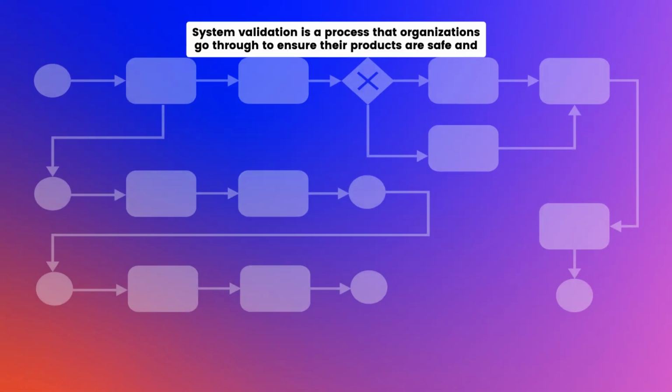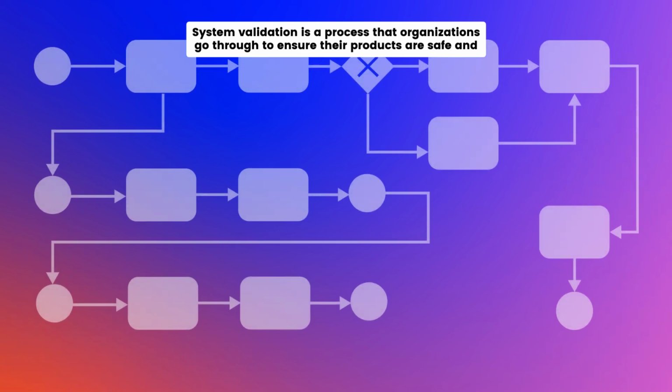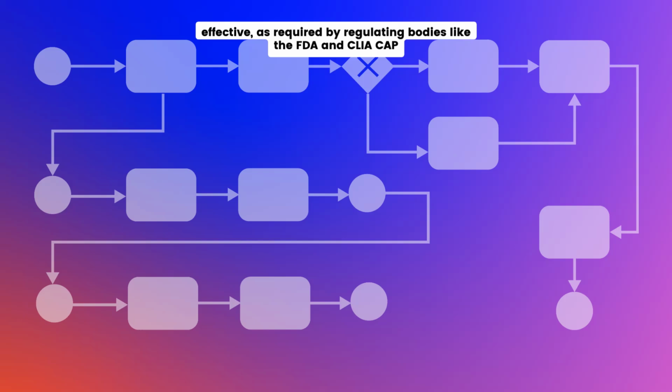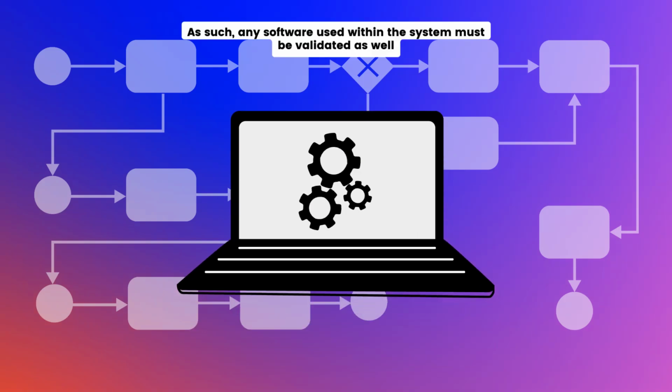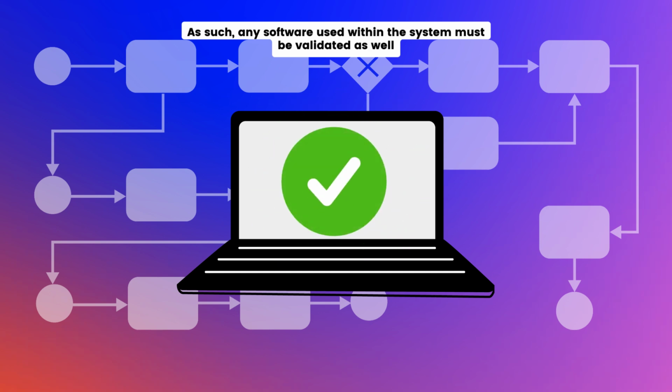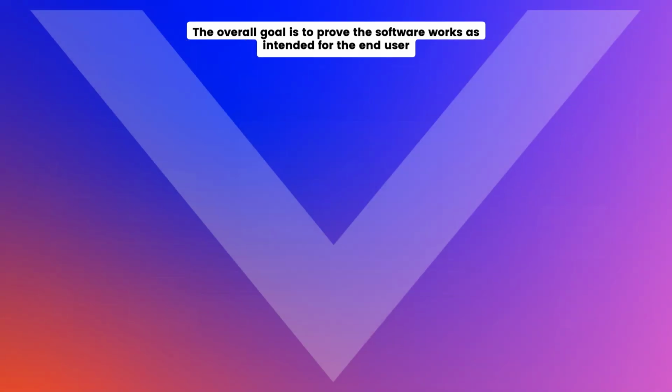System validation is a process that organizations go through to ensure their products are safe and effective, as required by regulating bodies like the FDA and CLIA/CAP. As such, any software used within this system must be validated as well, a process known as Computer System Validation, or CSV. The overall goal is to prove the software works as intended for the end user.